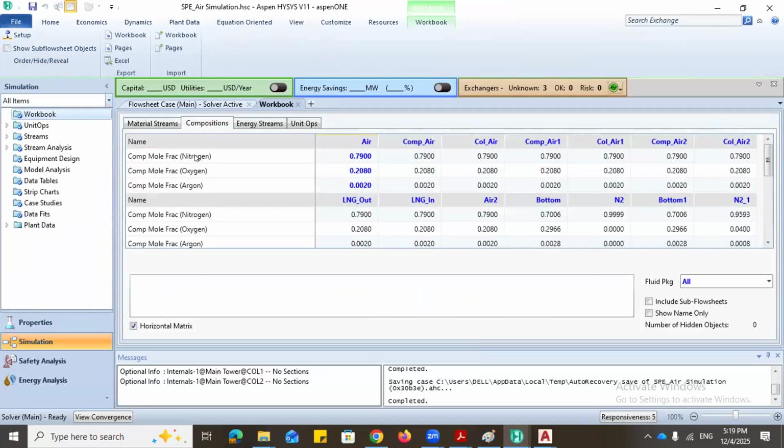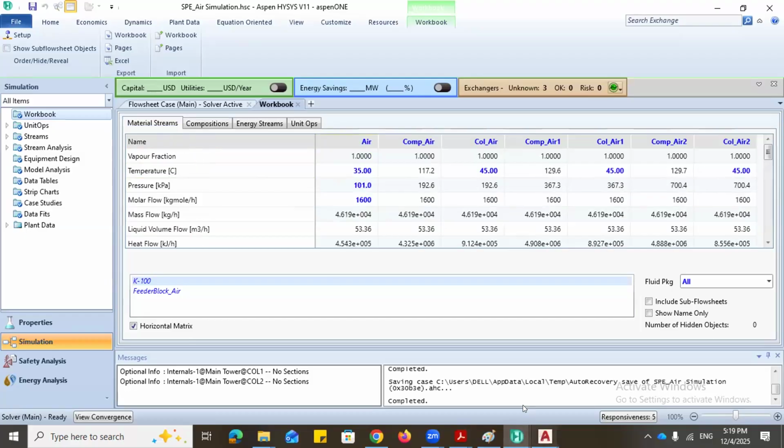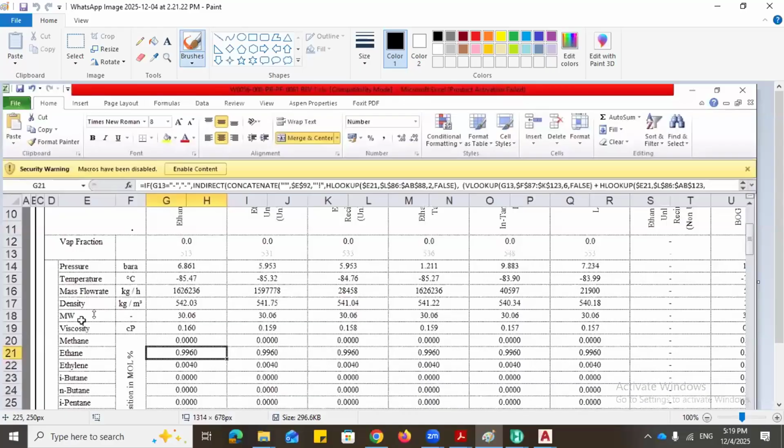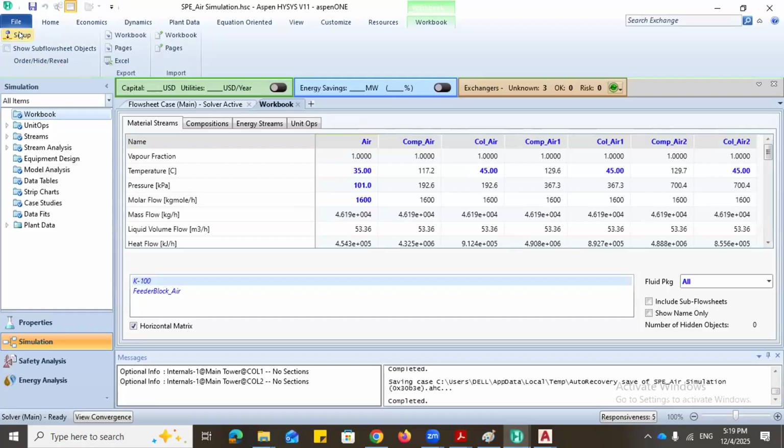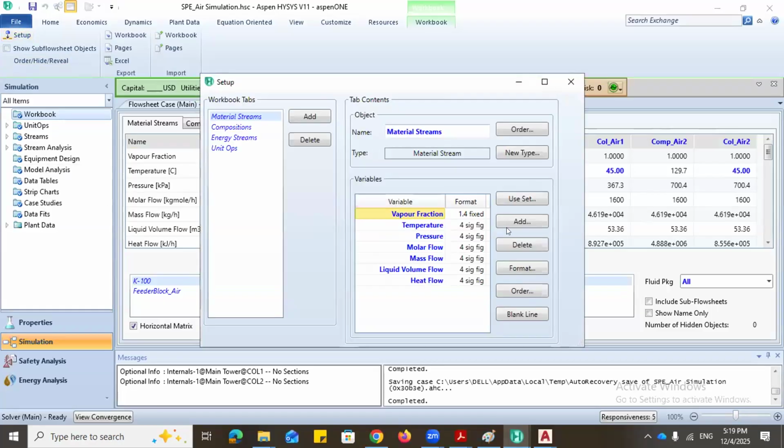But if you come to compositions, we have our nitrogen, oxygen, and argon. What we just need is the composition and the properties as per what we have here. Some of these properties like viscosity and molecular weight are not here, and also density. So I'm going to teach you how to add these and how to remove those we don't have. Come over to setup. Let me see what we don't need here so we can remove them. Mass flow rate, okay, we need mass flow rate. We don't need molar flow, so we can delete this one.